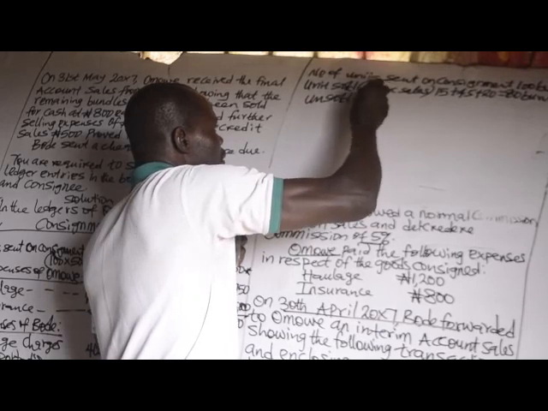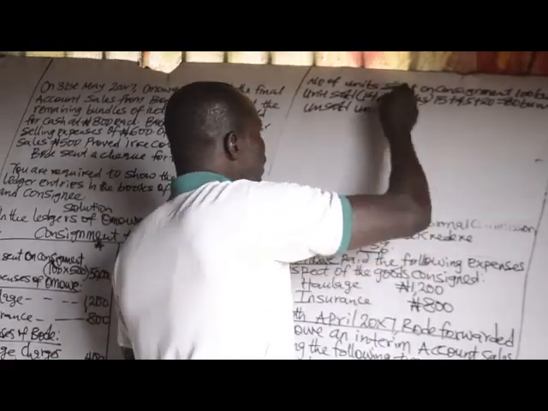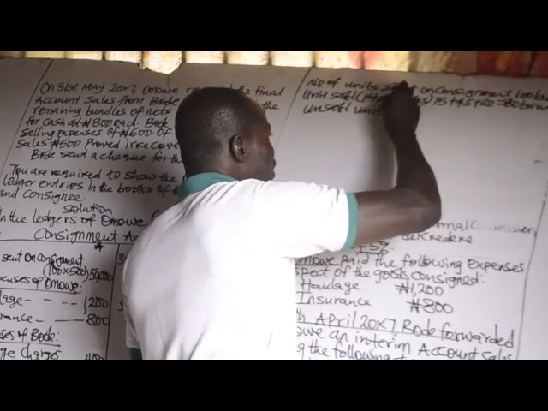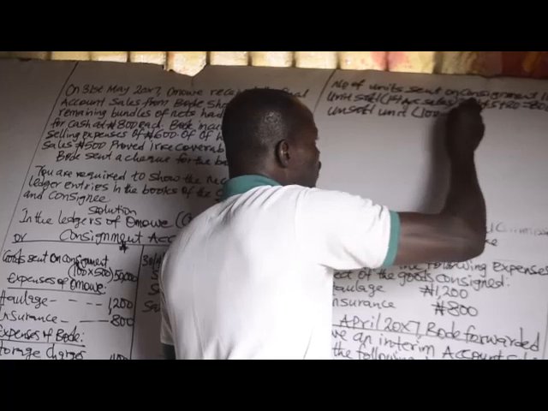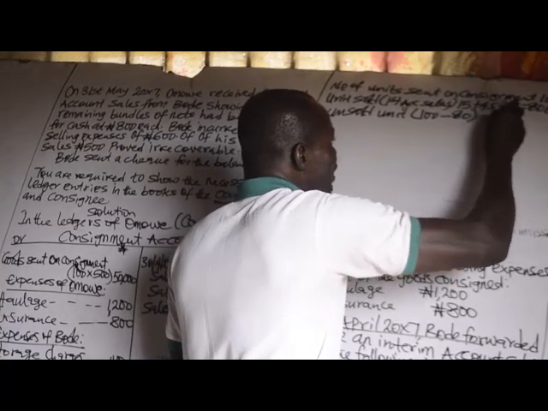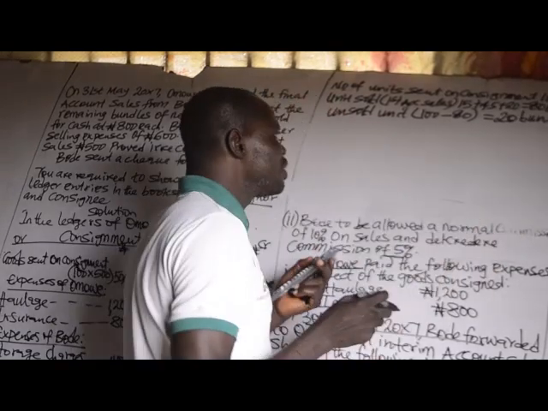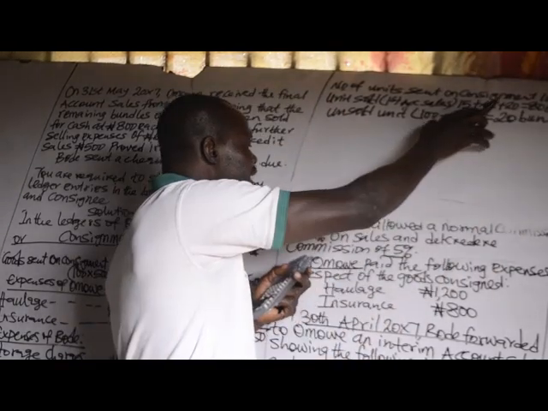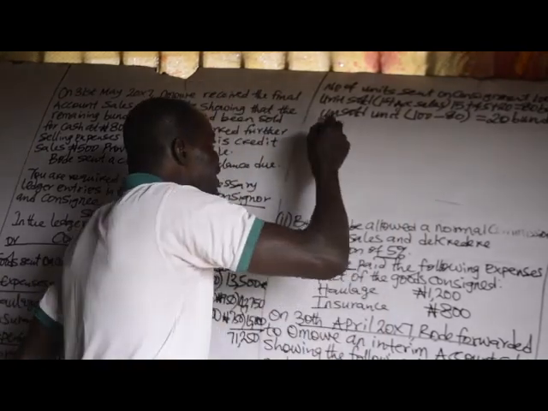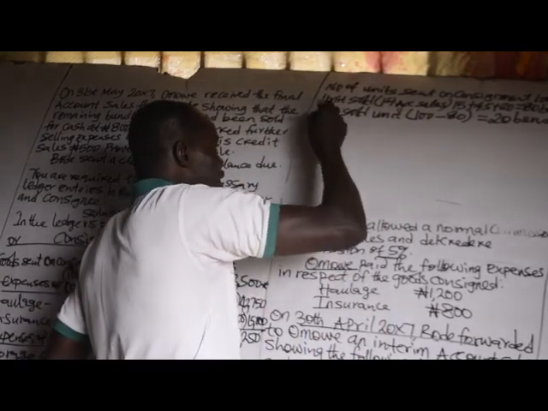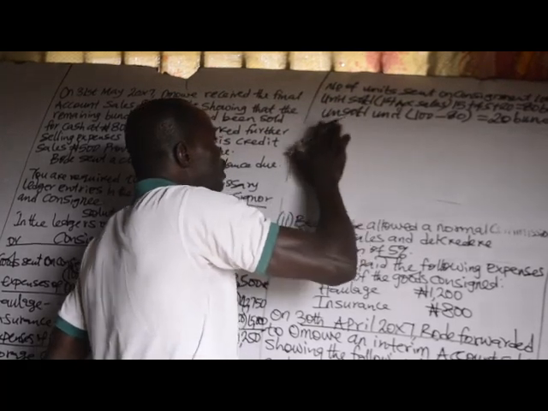So unsold units now, or unsold stocks, or unsold inventory, whichever one you call it, will be 100 bundles consigned minus 80 bundles that have been sold so far. That means you are left with 20 bundles unsold. Now, what will be the value of these unsold inventories? I've told you that to calculate the value of unsold inventory, let us calculate our total relevant cost.